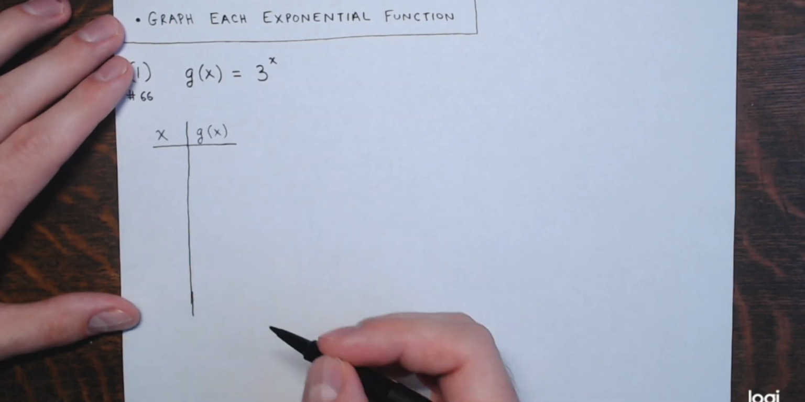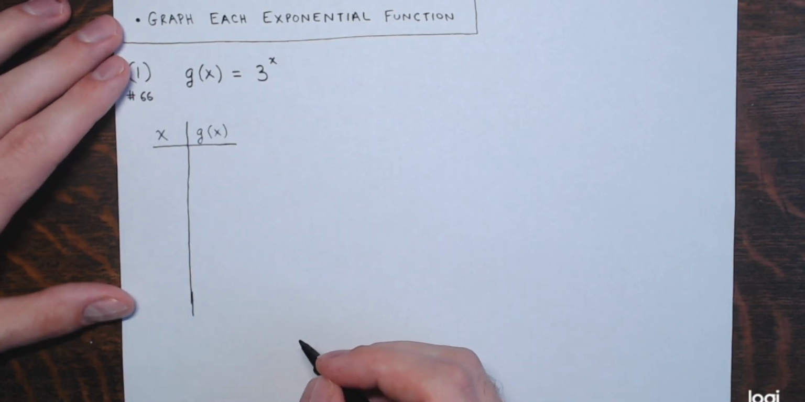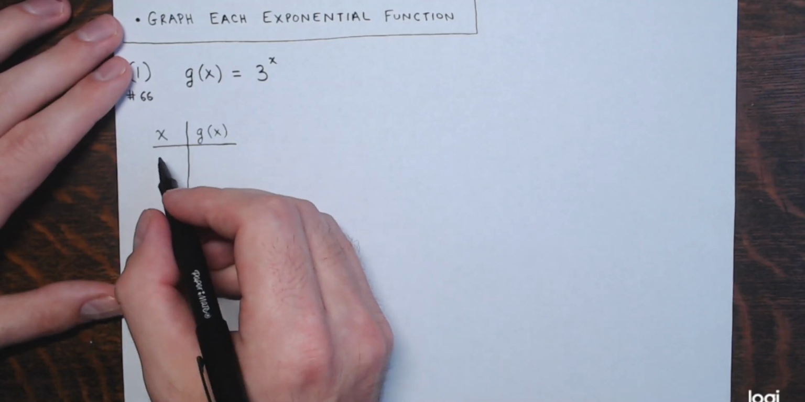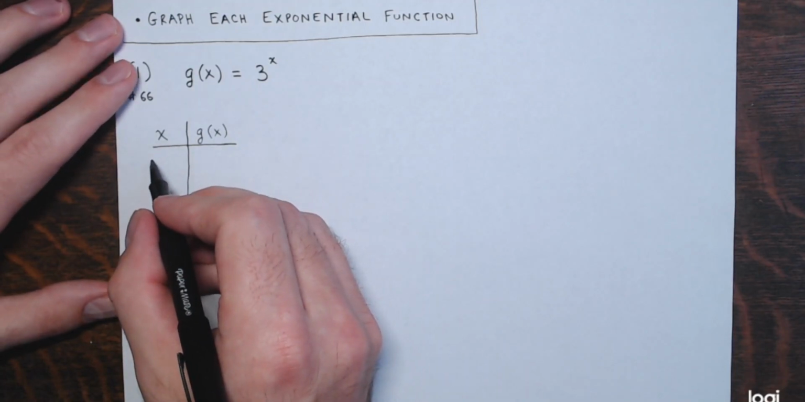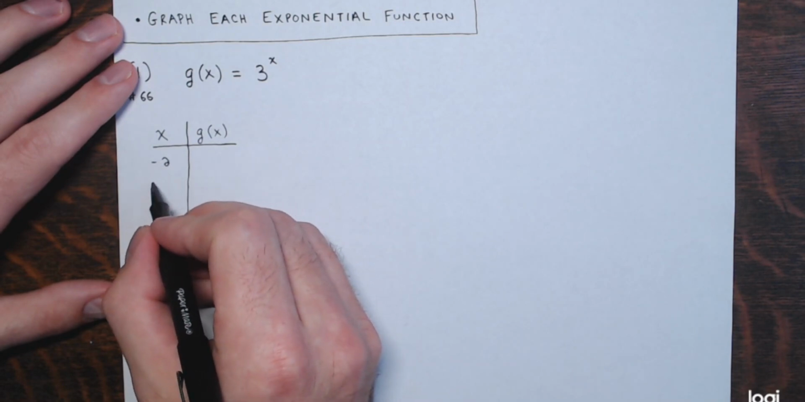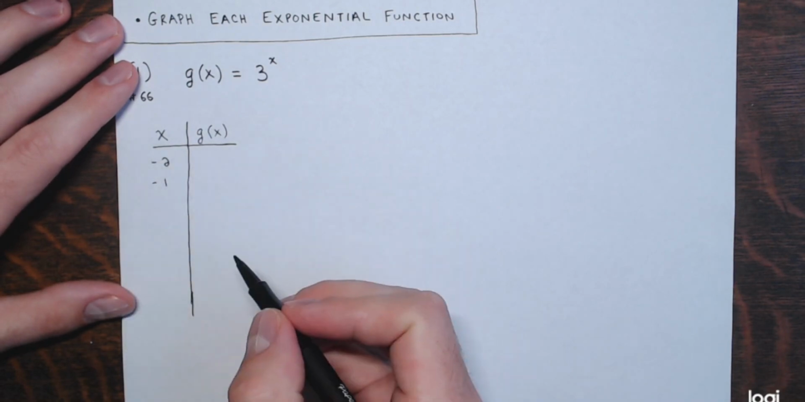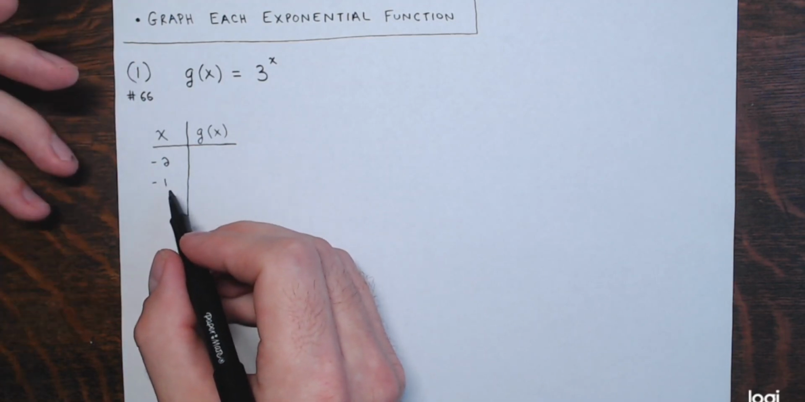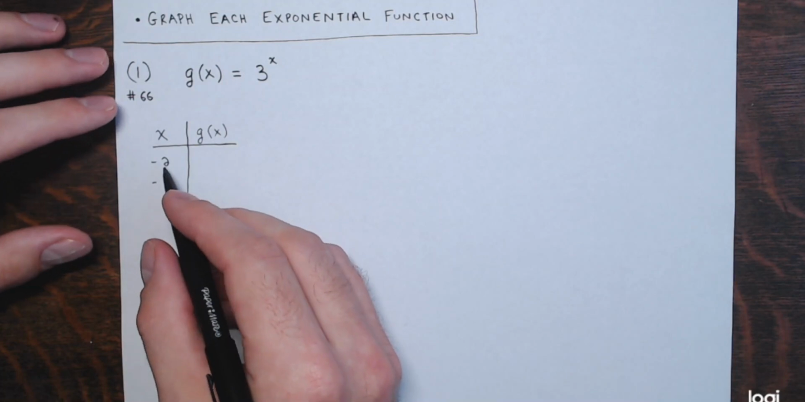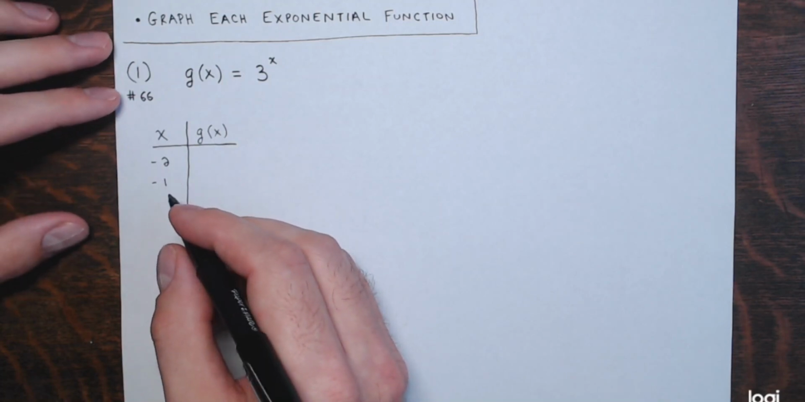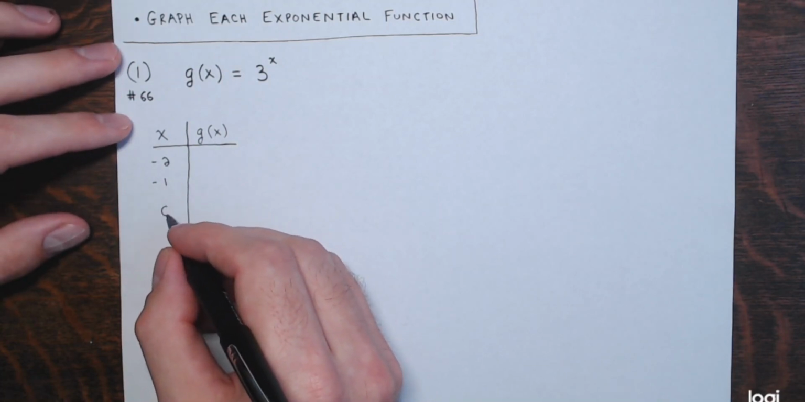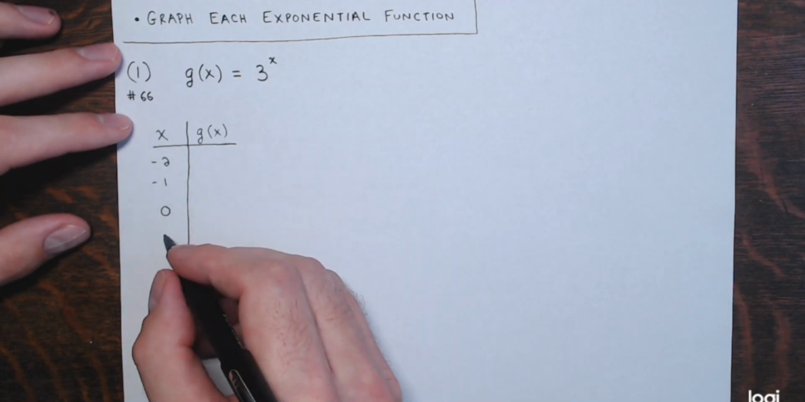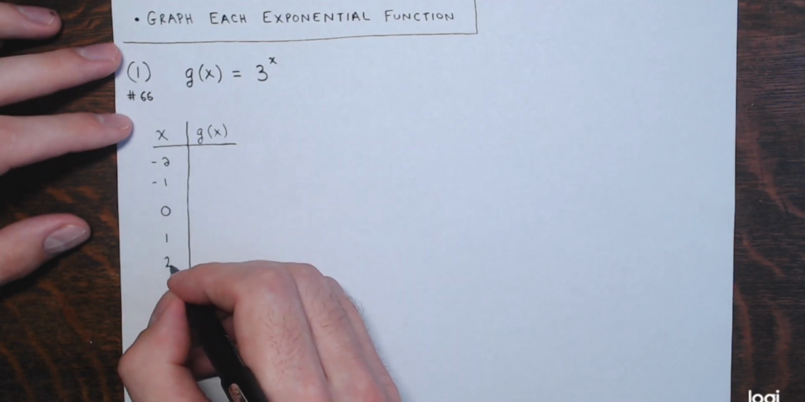And I'm just going to plot a bunch of points. So to start, I'm going to plug in the values from -2 to 2. I'm going to plug in the integers. Now you don't have to plug in integers. You can plug in any real number you wish. But integers are usually easier to evaluate a function at. So -2, -1, 0, 1, and 2. Let's start with those 5.